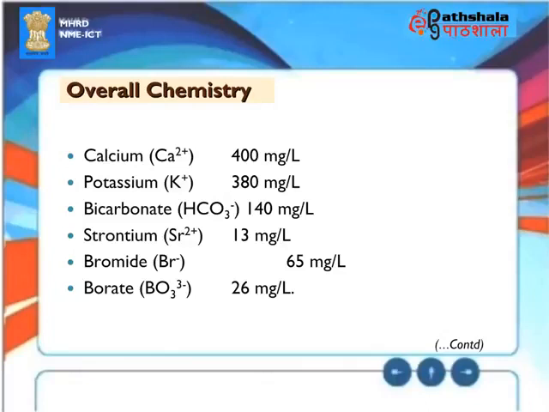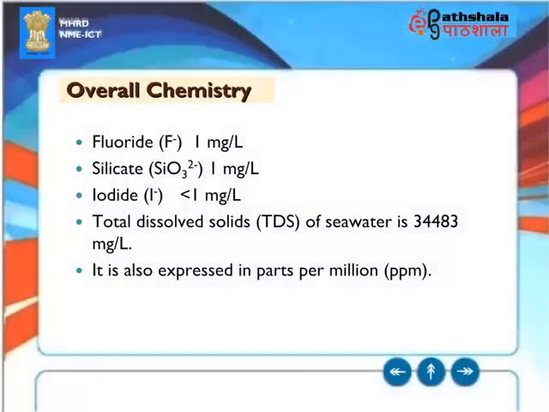Strontium, Sr2+, 13 milligrams per liter. Bromide, Br-, 65 milligrams per liter. Borate, BO3 3-, 26 milligrams per liter. Fluoride, F-, 1 milligram per liter. Silicate, SiO3 2-, 1 milligram per liter. Iodine, I-, less than 1 milligram per liter. Total dissolved solids, TDS of seawater, is 34,483 milligrams per liter. It is also expressed in parts per million, ppm.